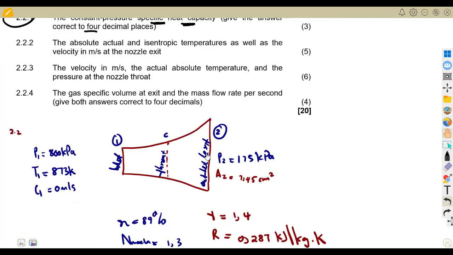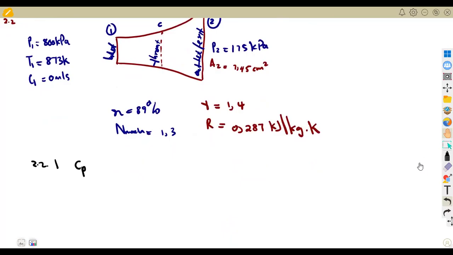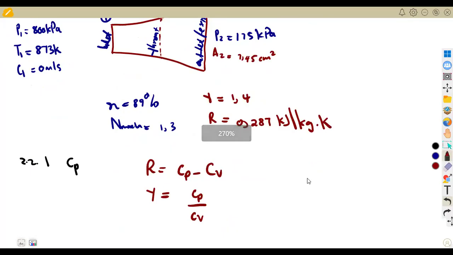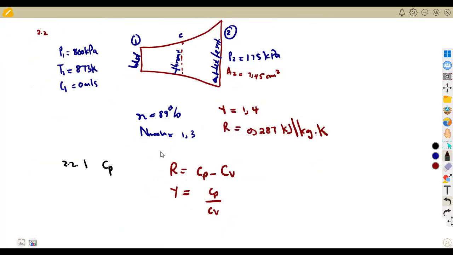All right, so let us take this from our formula sheet. If we check on page number 1, there is a formula which consists of R, the gas constant. R is equal to CP minus CV. And also for gamma, gamma is equal to CP over CV. So let's try to work through these two formulas. We have R in this case, that's 0.287. So 0.287 is equal to CP minus CV.